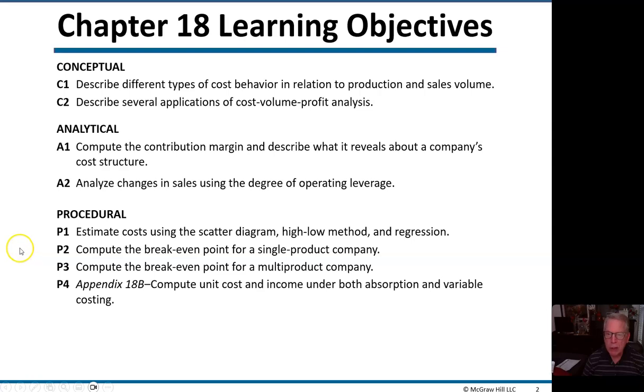And we'll do that in terms of both sales volume and dollars. And then we'll compute the break-even point for a multi-product company in a little more sophisticated application. Okay, and then finally in Appendix 18 Bravo, we'll compute unit cost and income under both absorption and variable costing.